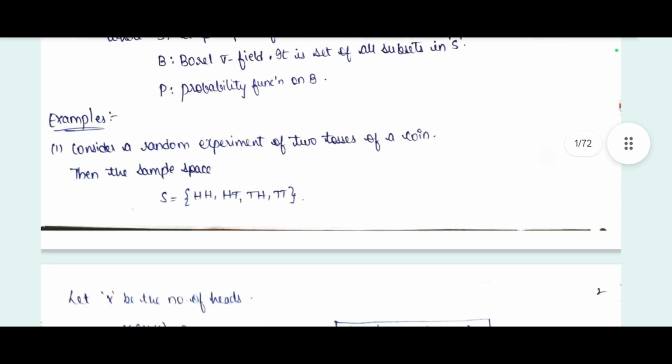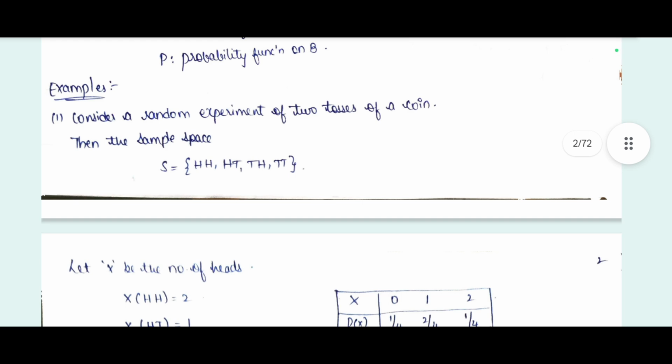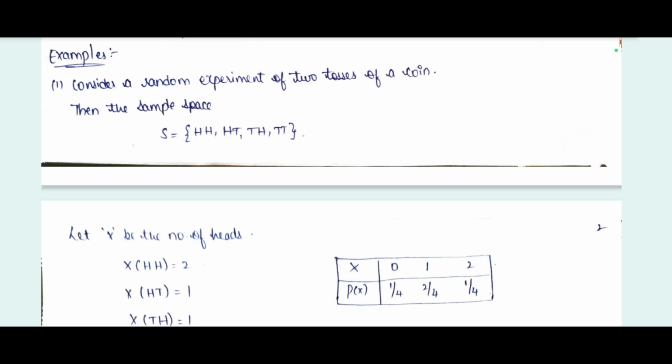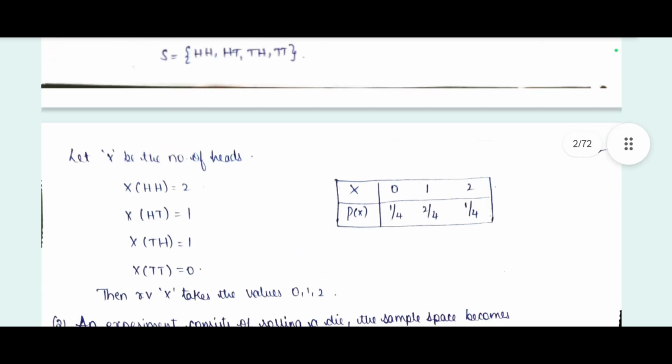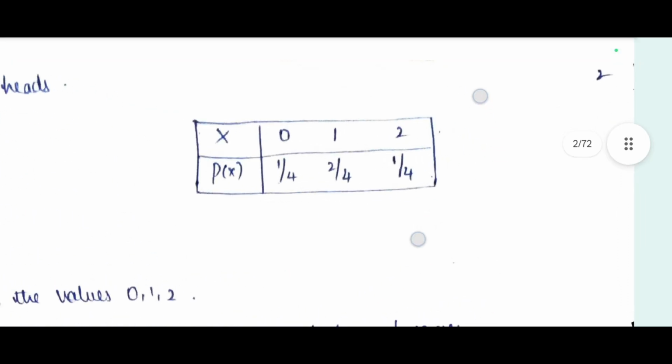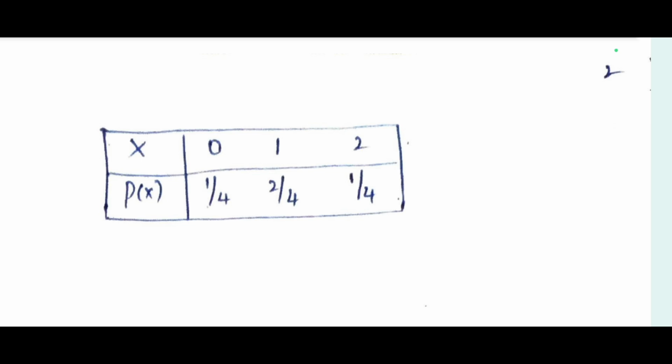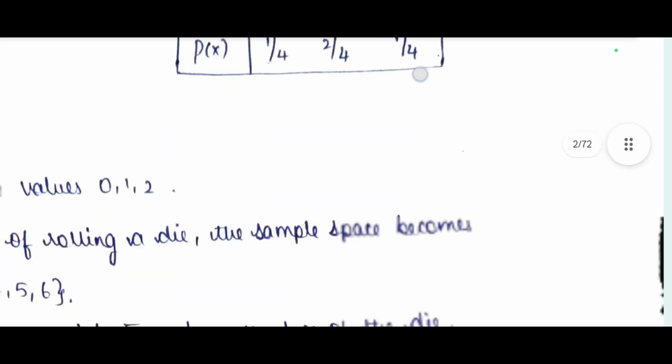Next, consider a random experiment of two tosses of a coin. Then the sample space is already given. So here x is denoting the number of heads. So the random variable x can take the values of 0 heads, 1 head, or 2 heads. There are 4 outcomes of the sample space. The probability of x is equal to 1 divided by 4, 2 divided by 4, and 1 divided by 4 respectively.